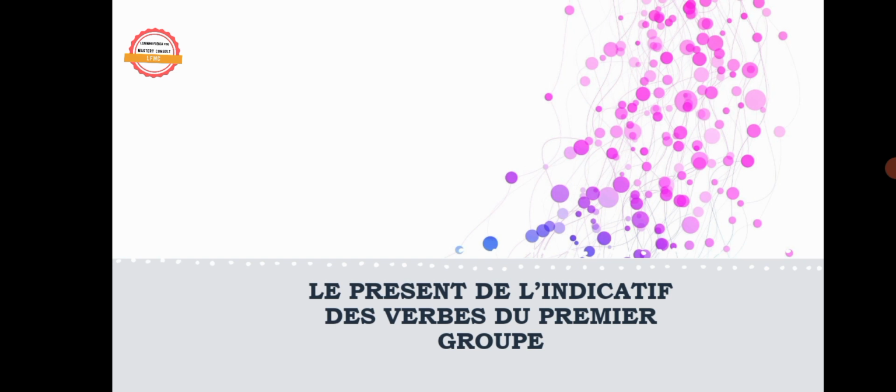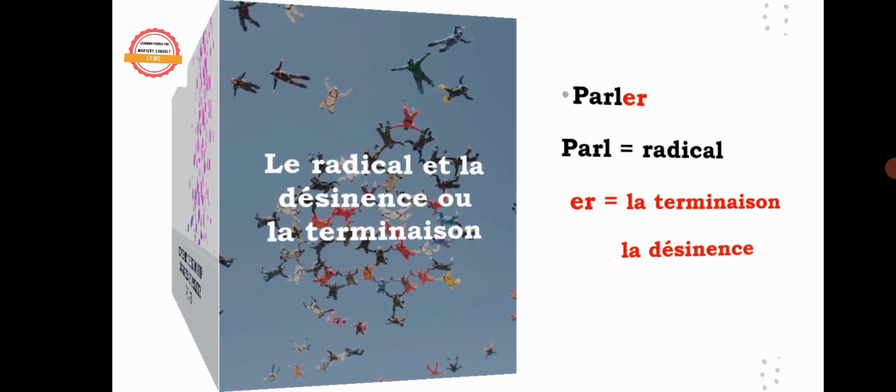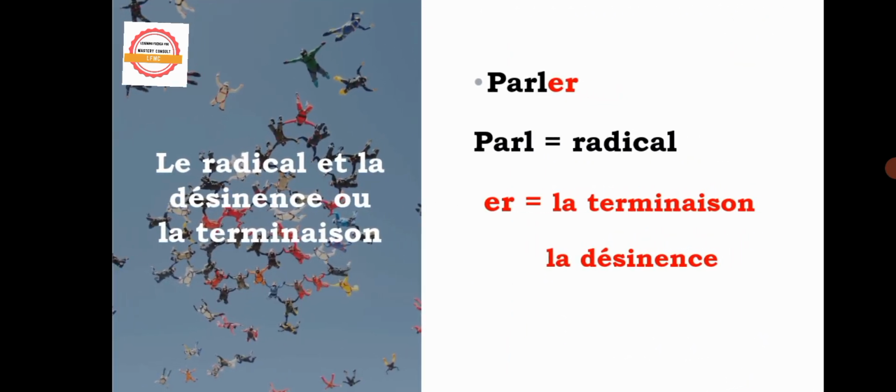Le présent de l'indicatif des verbes du premier groupe. We are now going to see the present tense of verbs of first group. How do we conjugate verbs of first group in present tense? Here we have what we call le radical et la désinence ou la terminaison. Le radical is the stem, as we are talking about plants. La désinence ou la terminaison. Désinence or terminaison is the ending.